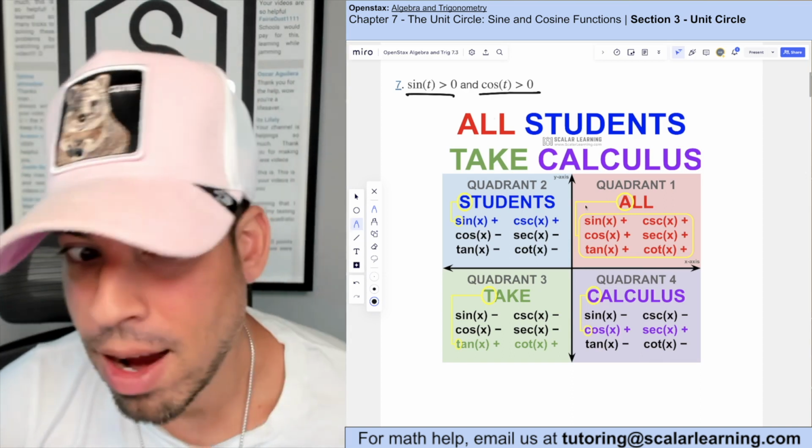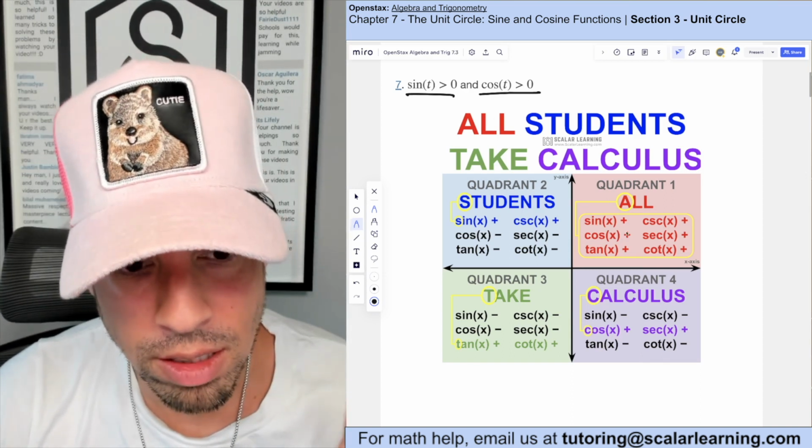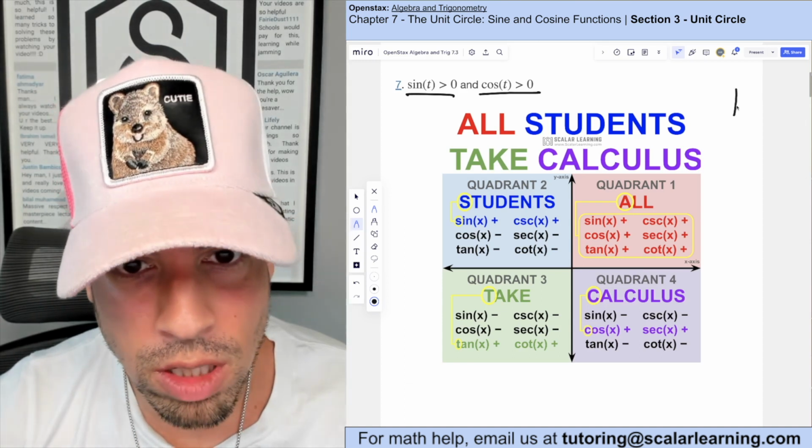So the place where everything is positive, sine and cosine, that's going to be in quadrant 1. So the answer to this is quadrant 1.